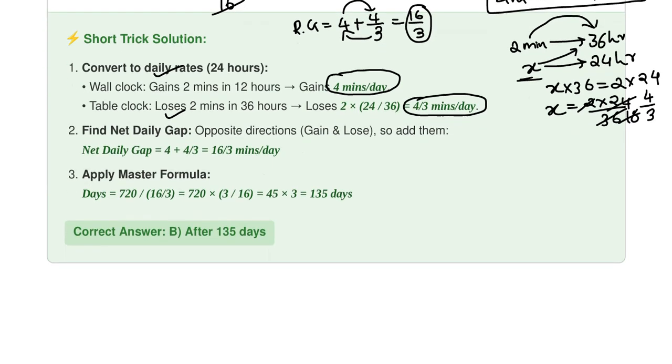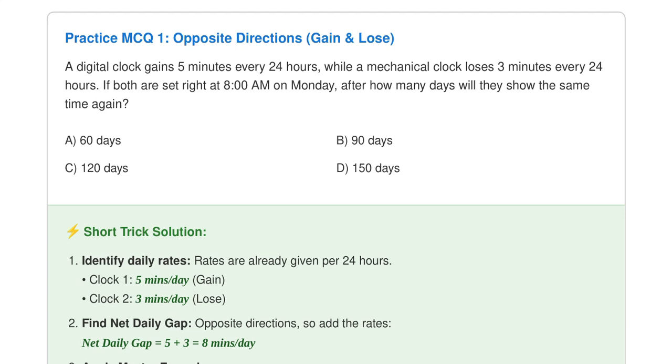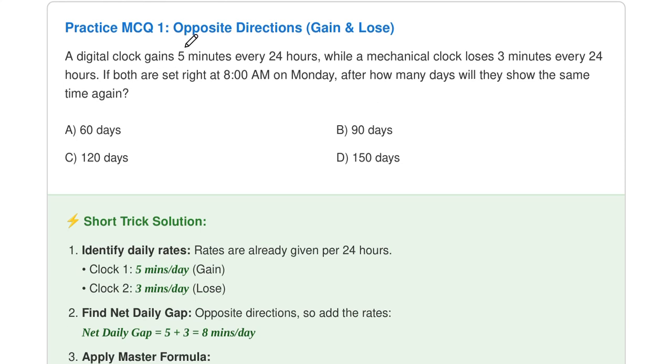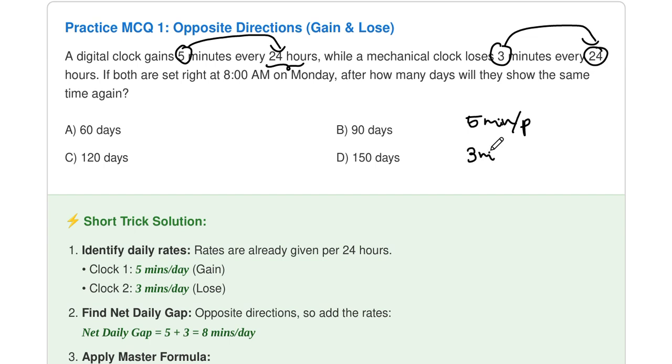Look at the next type of problem. A digital clock gains 5 minutes in every 24 hours. So 24 hours means one day, directly given. So the first clock gains 5 minutes per day. The second clock loses 3 minutes in every 24 hours, already given, that means 3 minutes lost per day. Both the gain and loss are given across one day, so directly we just add, because one clock is gaining and the second clock is losing. So 5 plus 3, the total rate is 8.